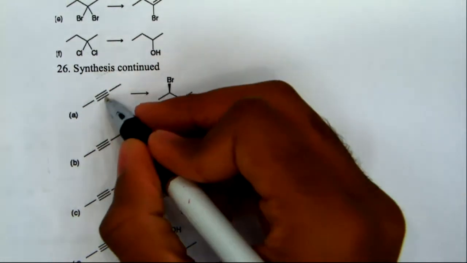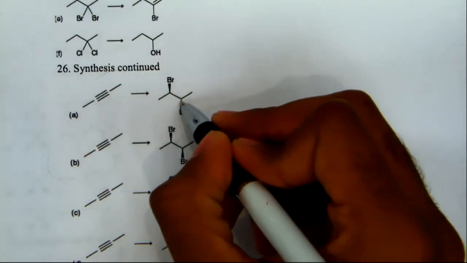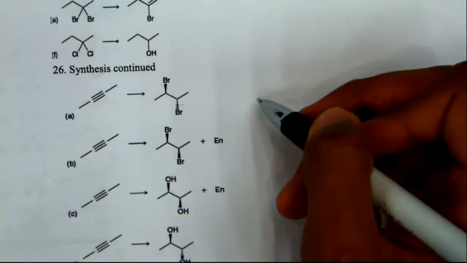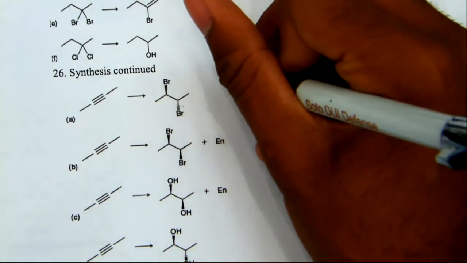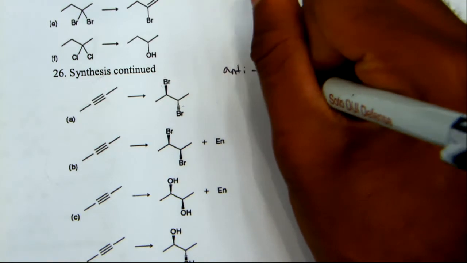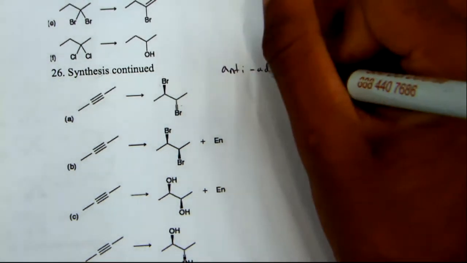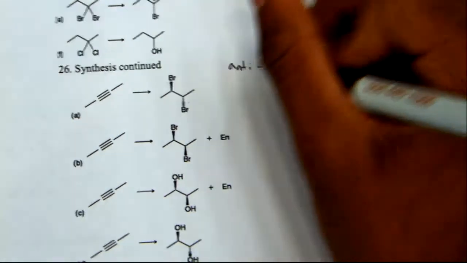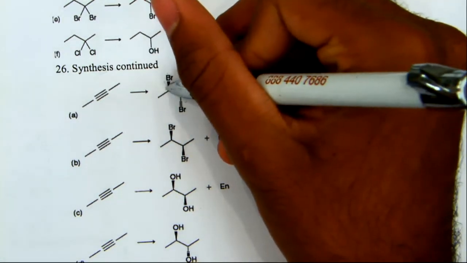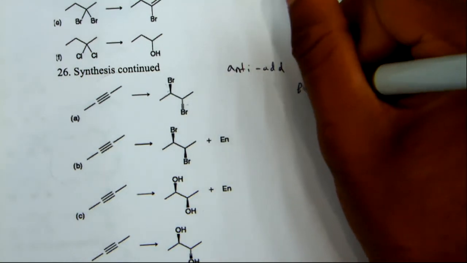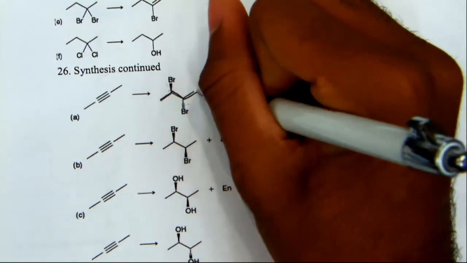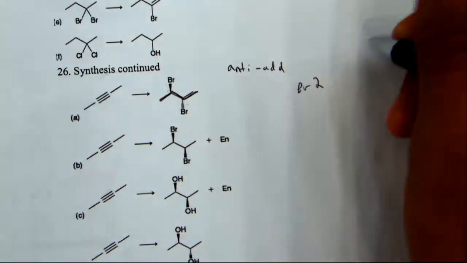So for this one, you see Brs adding on opposite sides, which is anti-addition. And they are two bromines with anti-addition. That means one way you can get that would be using Br2. But you notice that the main carbon chain is set up in this trans position.